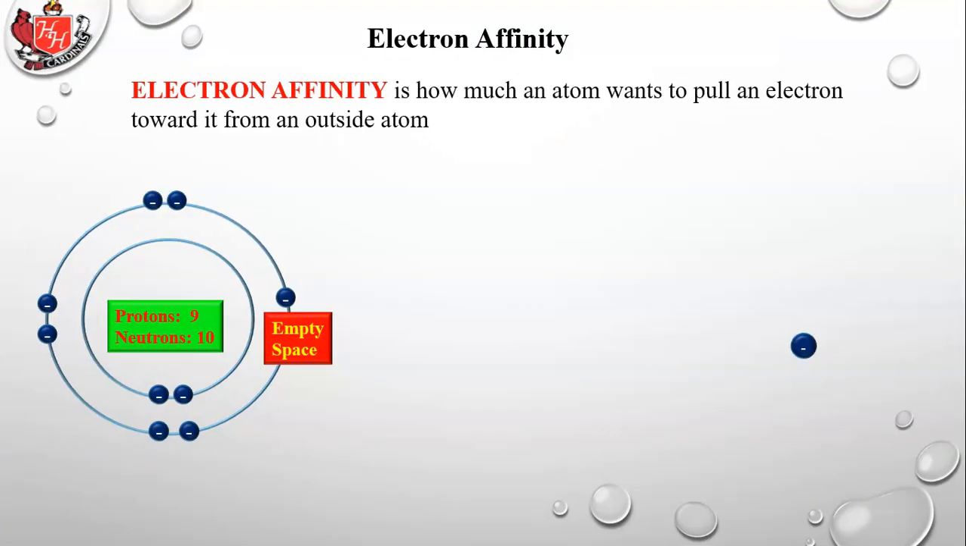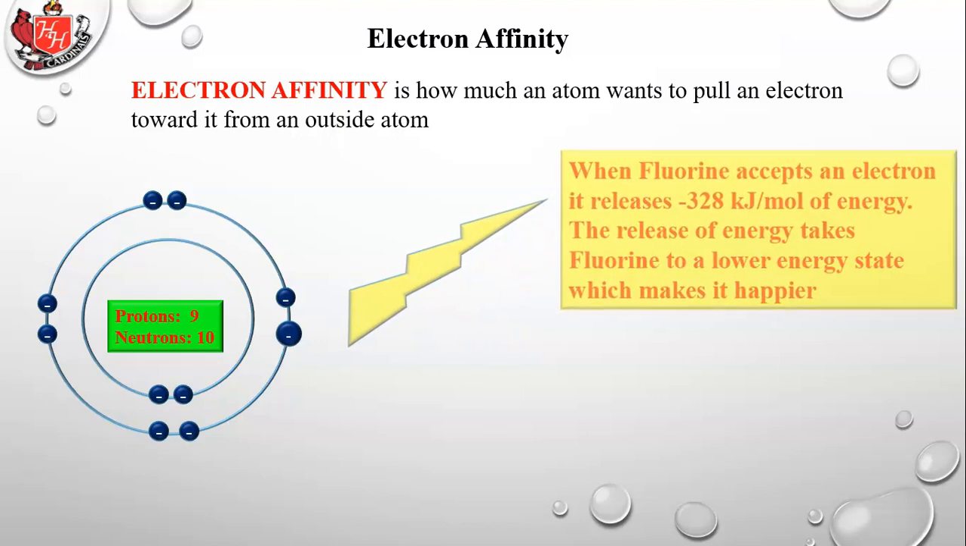So electron affinity is how much an atom wants to pull an electron toward it from the outside. In a sense, it's kind of the opposite of ionization energy. Ionization energy goes into the atom and pulls out an electron. Electron affinity, an electron goes into an atom and lets off energy. So there you see the electron going in, and there you see the energy coming out.